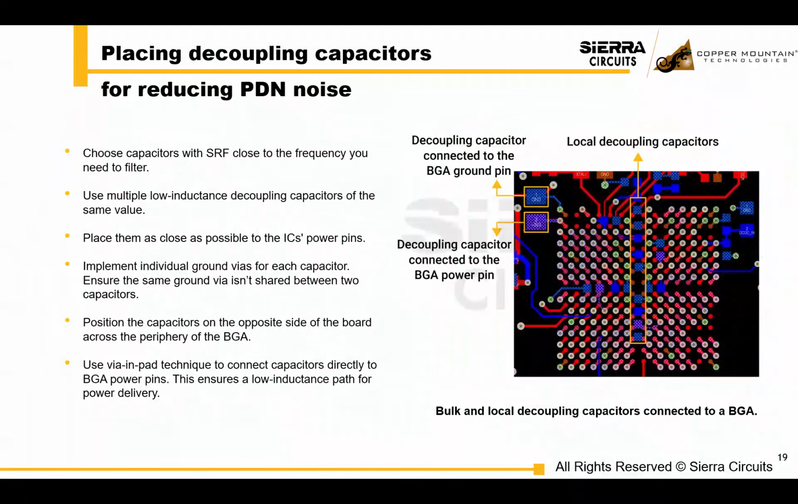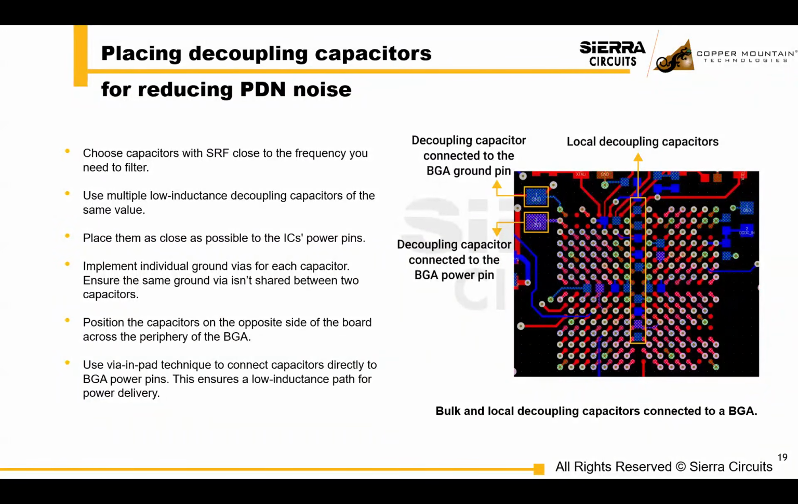Next, we're going to talk about decoupling capacitors for reducing the PDN noise. When selecting your capacitors for filtering, always choose capacitors with self-resonant frequencies close to the frequency you need to filter. Remember, a capacitor's SRF is inversely proportional to its capacitance value. The lower the capacitance, the higher the SRF.